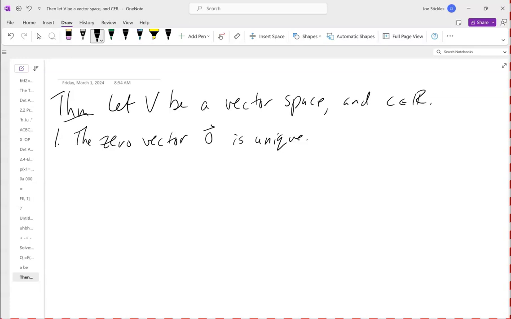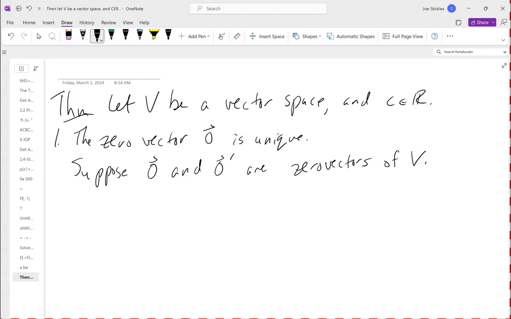The proof here is pretty short. What's our typical way for proving something is unique in math? Yeah, assume you have two and show that they're the same, right? That's typically the way we show that something is unique in mathematics. Assume you have two of them and show that they're equal. So let's suppose that 0 and I'll call it 0 prime are 0 vectors of V. So I have two, show that they're equal.